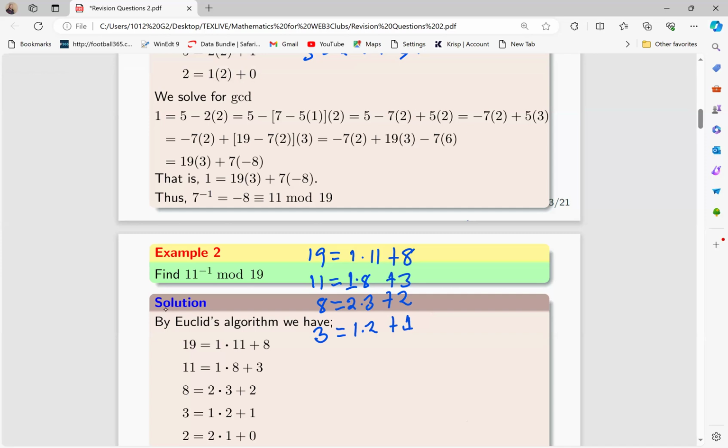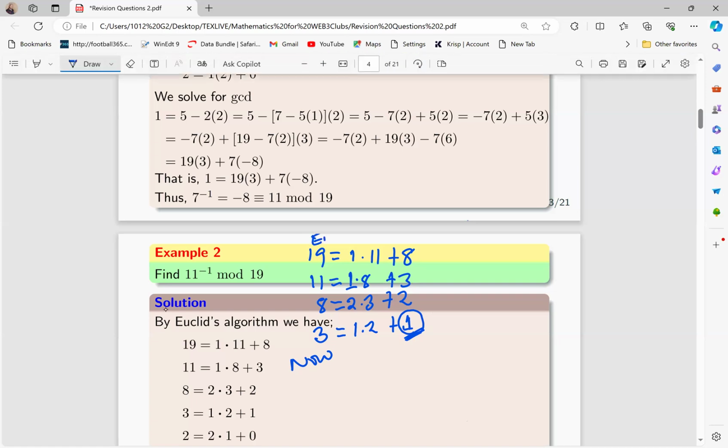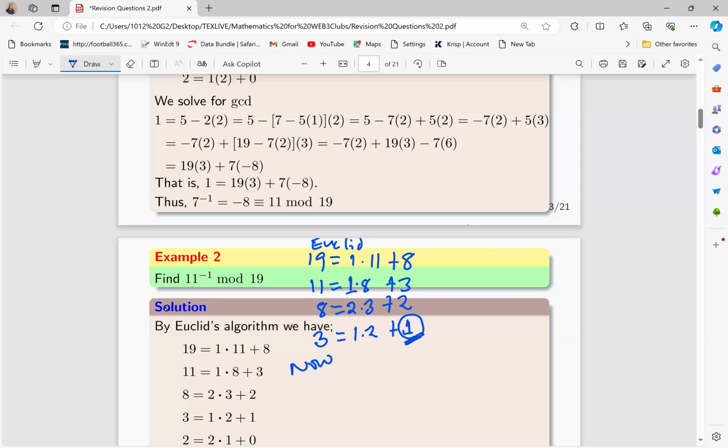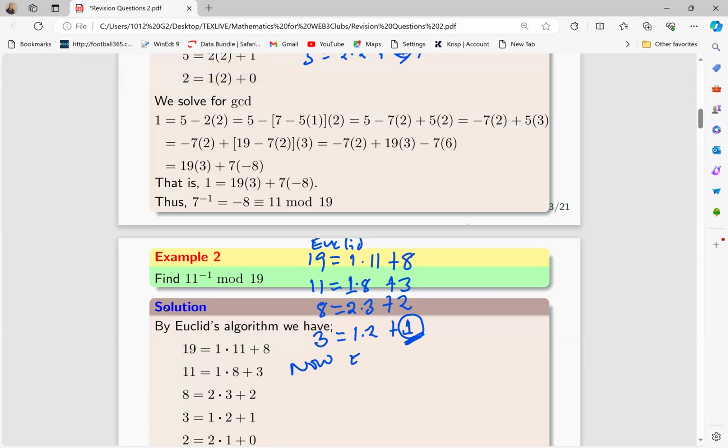If you go on another step, the remainder will be 0. Is that okay? So this is our GCD. Make it the subject. So what we are now using from here, hence, is the extended Euclid's algorithm. Is that okay? This one was the Euclid's algorithm. Now we begin the extended Euclid's algorithm.